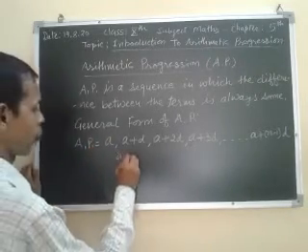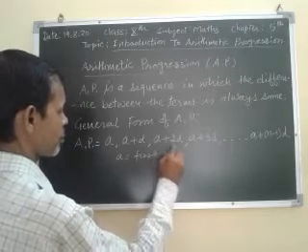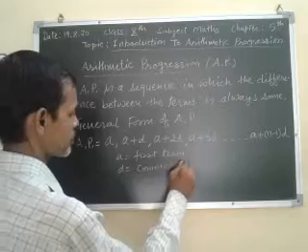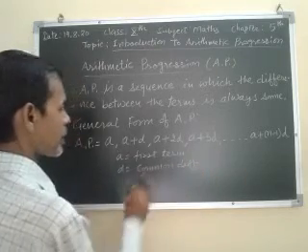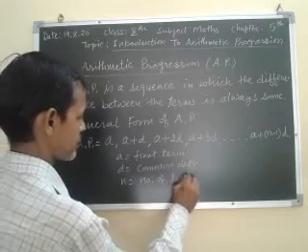a is the first term, d is the common difference, and n is the number of terms.